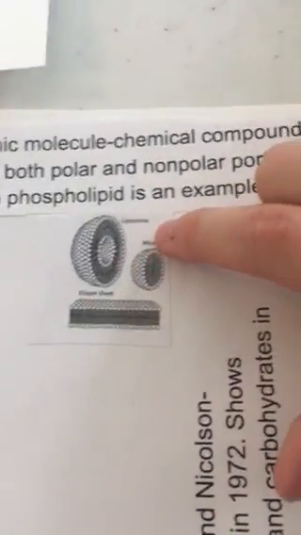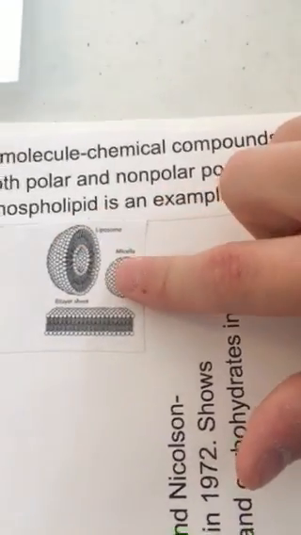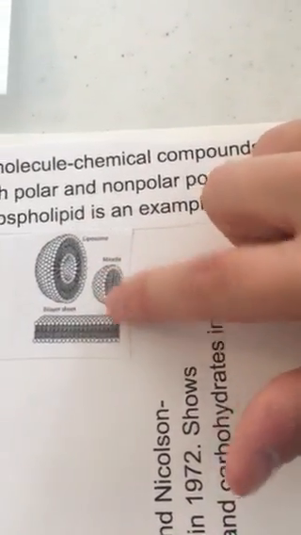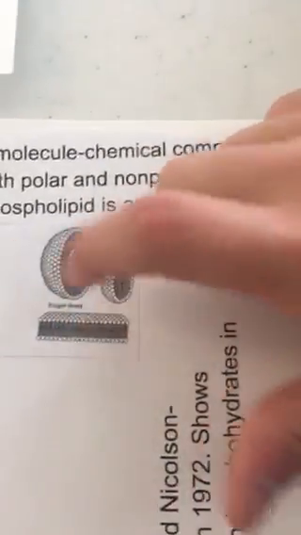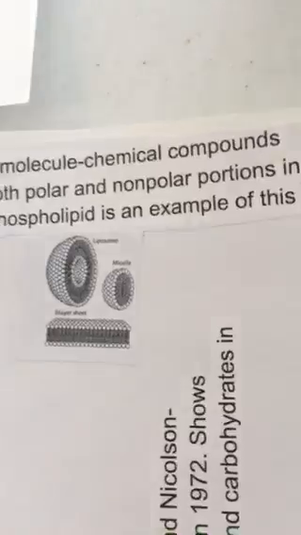And this picture is just showing you that the phospholipid bilayer is the structure, and it has a hydrophilic region and hydrophobic region, polar and nonpolar, as displayed in the picture.